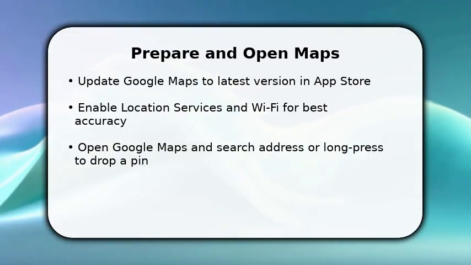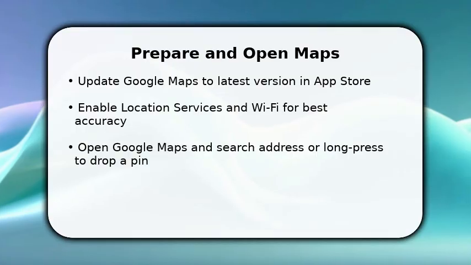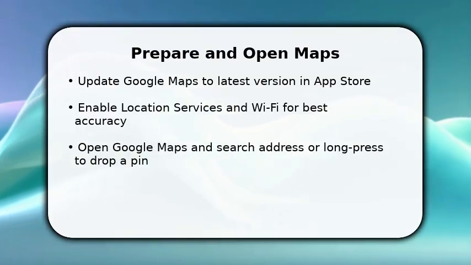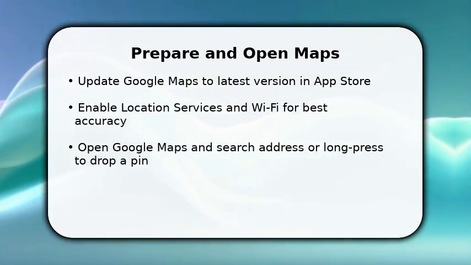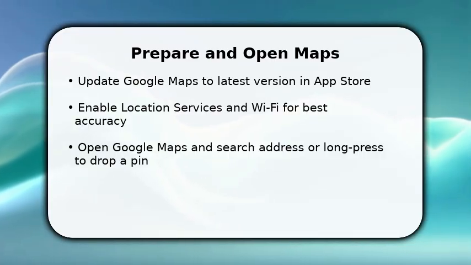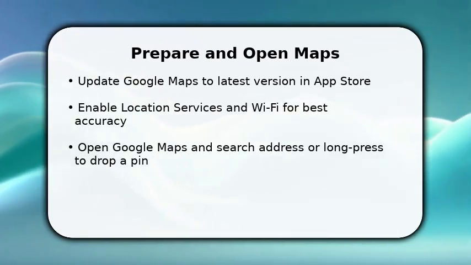You'll start by confirming a few essentials so Street View works reliably. Make sure Google Maps is updated and location services are on. This improves accuracy and loads imagery faster.